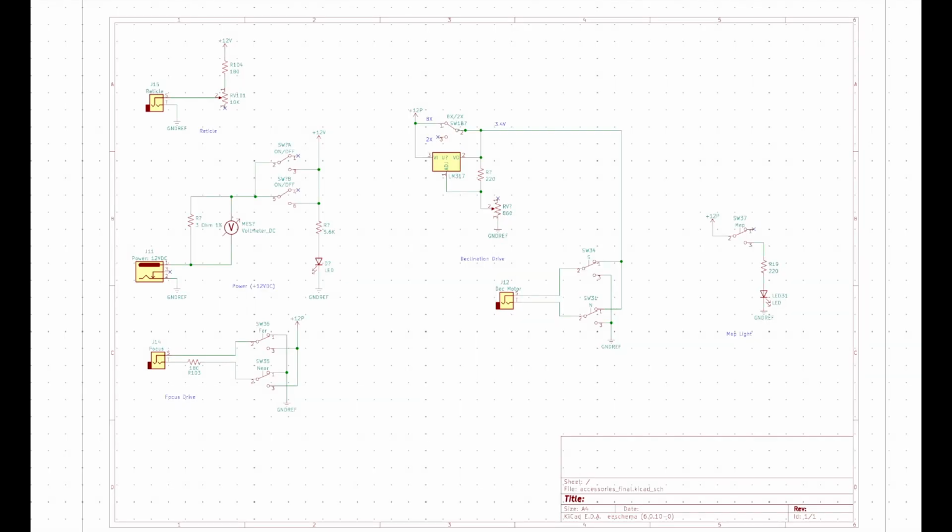And so we've got our final accessories schematic. We also added the power connector. By moving these simple functions over to their own sheet, we cleared up the more complicated tracking and east-west slewing functions, and we'll dive into those next.